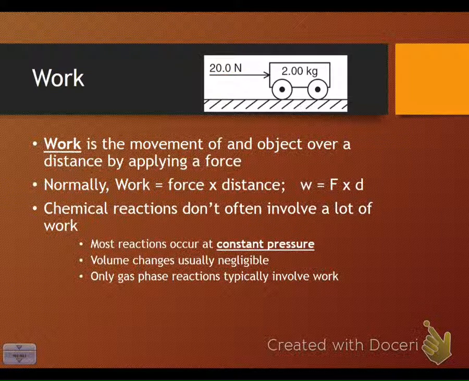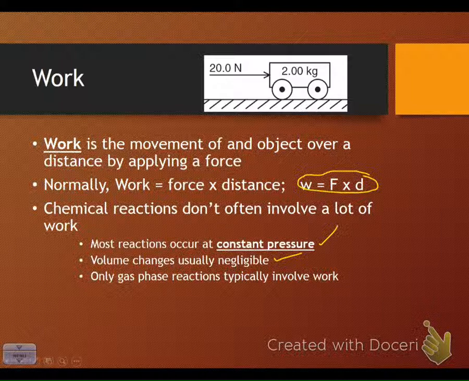All right, let's talk very briefly now about work. Work is the movement of an object over a distance. I'm hoping all of you have seen this in physics. We talked about this definition of work a few moments ago. Chemical reactions don't often involve a lot of work, so this is not something we're totally worried about. Most chemical reactions occur at constant pressure on the desktop. Most of the volume changes are negligible. When we add hydrochloric acid to sodium hydroxide again, it's not like they're expanding and contracting. The volumes just add together.